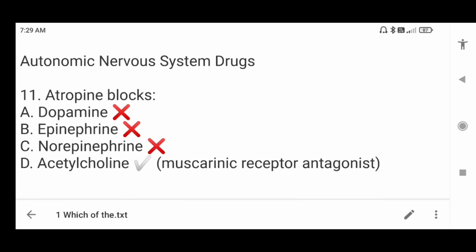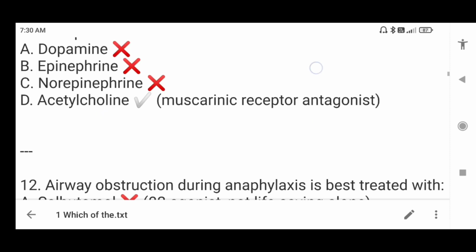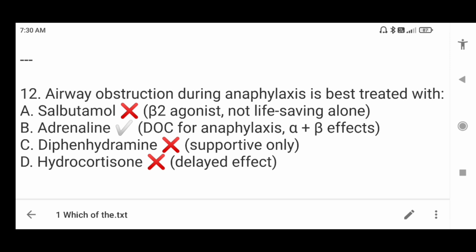Atropine is a muscarinic receptor antagonist. Airway obstruction during anaphylaxis is best treated with adrenaline. Salbutamol is a beta 2 agonist. Diphenhydramine is supportive only. Hydrocortisone has a delayed effect.